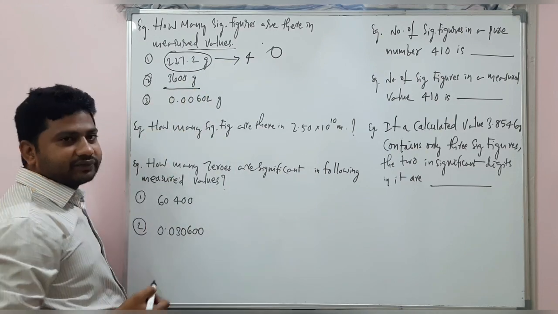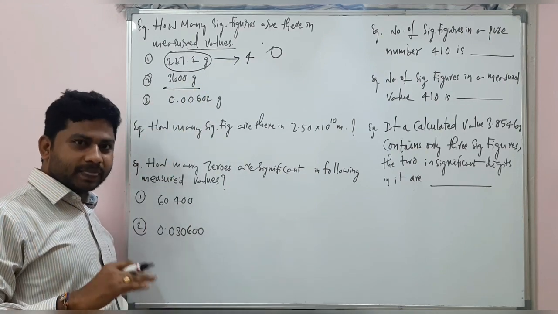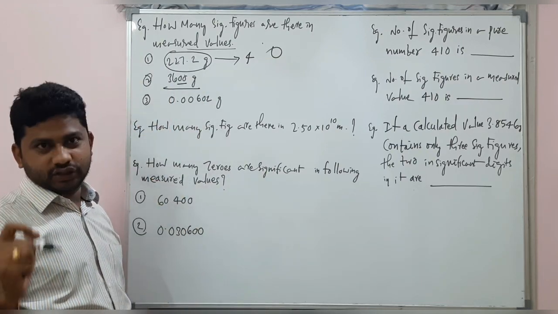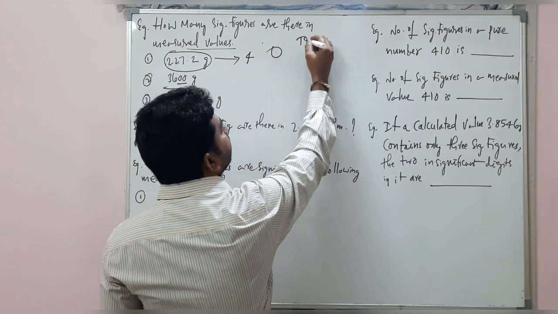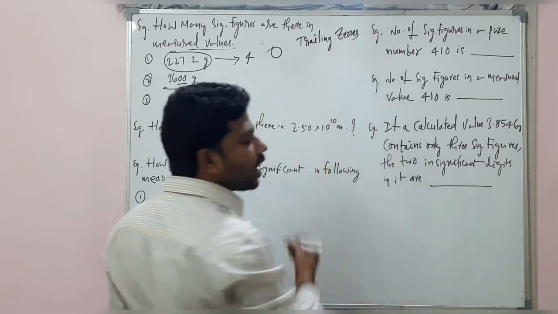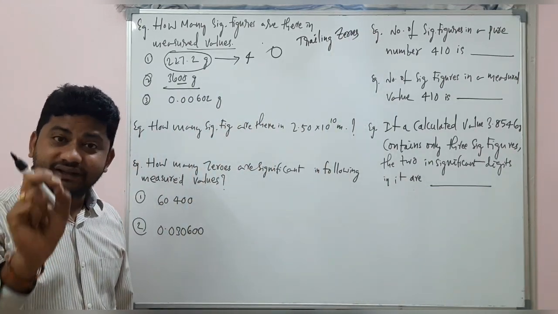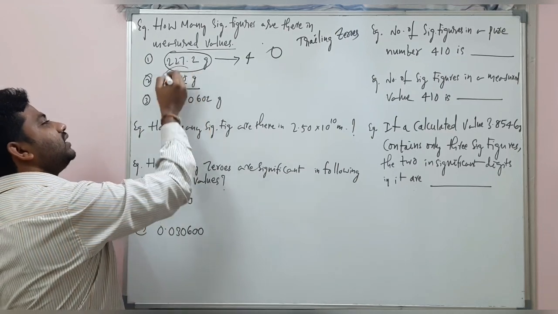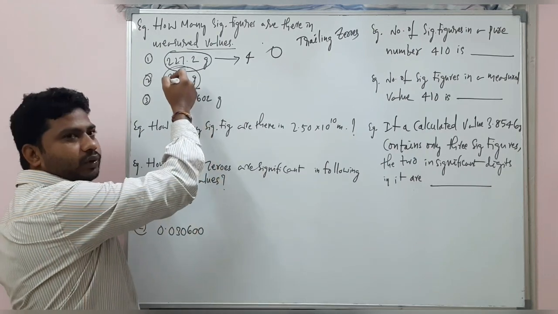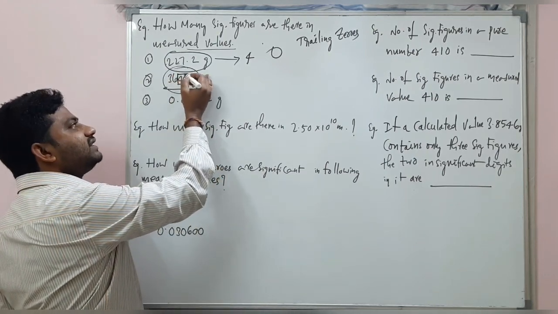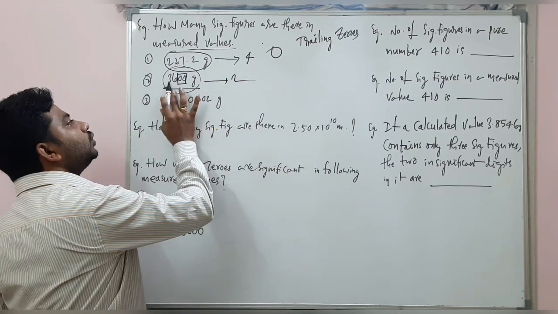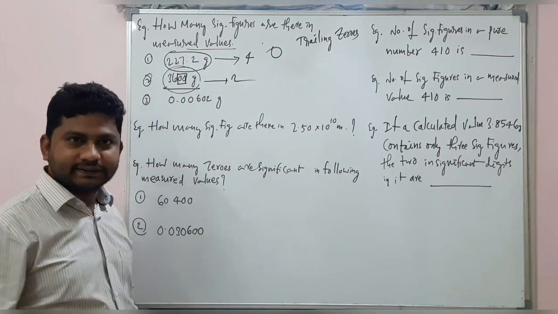3600 grams. Is there any decimal point here? No. And the last zeros are called trailing zeros. What are those called? Trailing zeros. So, trailing zeros are insignificant when there is no decimal point in the measurement. You know this rule. So, there is no decimal point, and these are insignificant, and the number of significant figures is 2. Only 2 non-zero digits, 3 and 6.